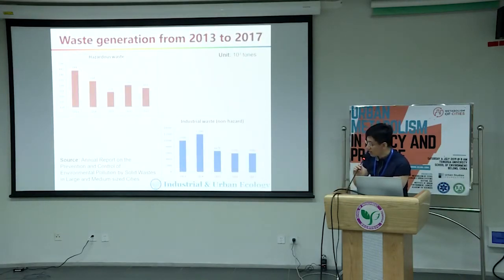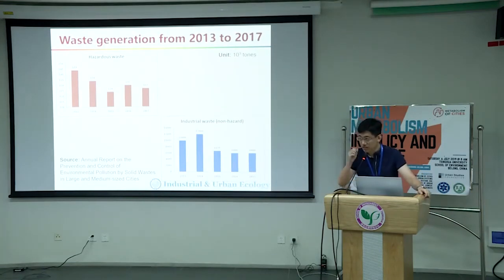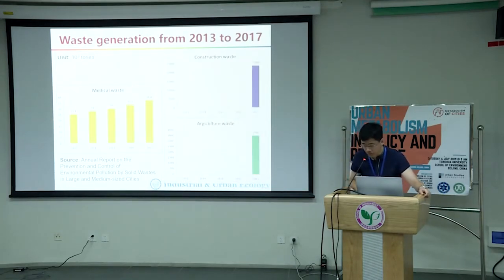For that part, I can give you some first big-picture and general information. That's the waste generation in Beijing from 2013 to 2017. Let's see the industrial waste first. It looks good, because the industrial waste, including hazardous and non-hazardous waste, declined from 2013 to 2017. Medical waste increased and kept increasing from 2013 to 2017. But the total volume of medical waste is not too much, so maybe it's not a problem. Maybe there is even more serious environmental pollution of soil, water, or air.